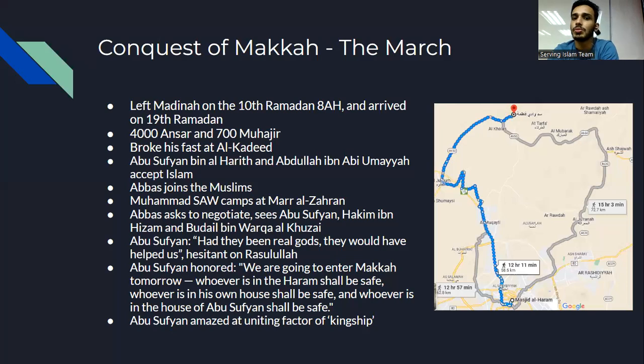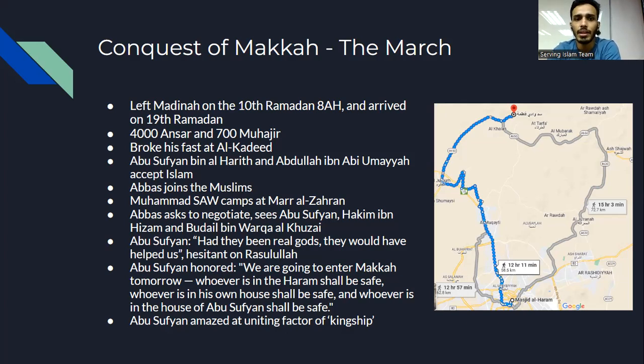Right, so Abbas, it is basically a dispute amongst the scholars when Abbas accepted Islam. Some say that it was just before the conquest of Makkah that he accepted Islam. Some say that it was after the Battle of Badr. But for sure, he joined the Muslims when they were marching towards Makkah. So he was staying in Makkah and then he joined the Muslims at this juncture.